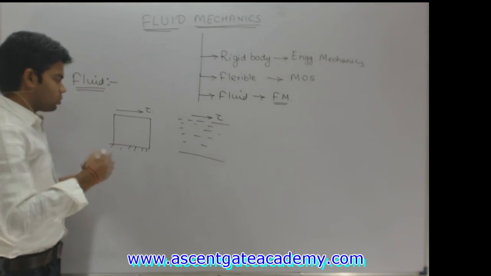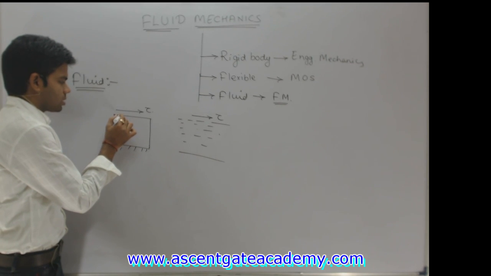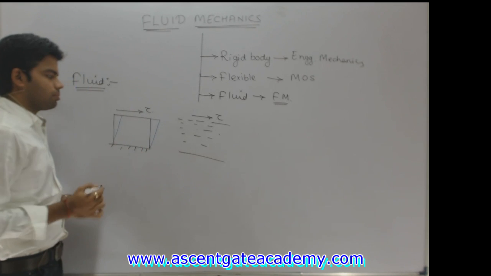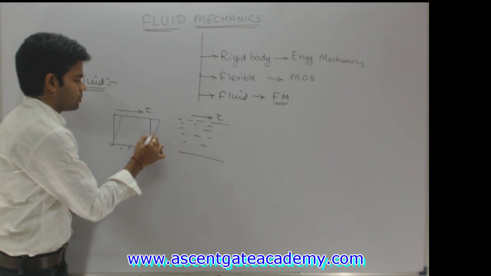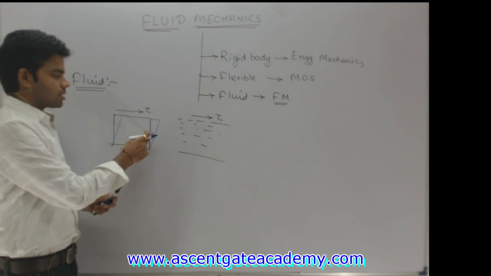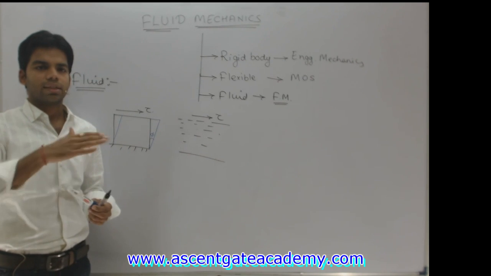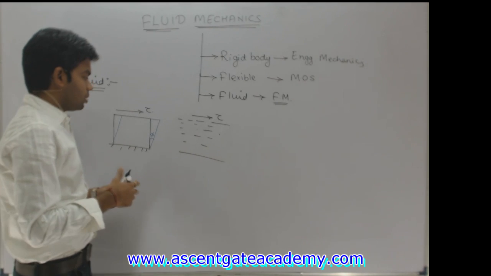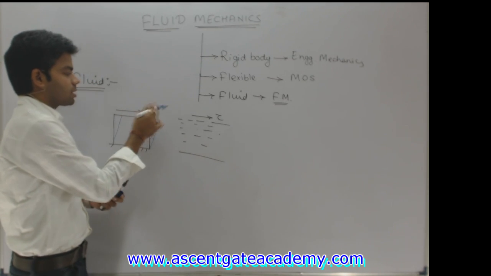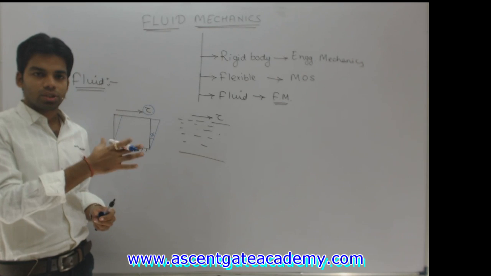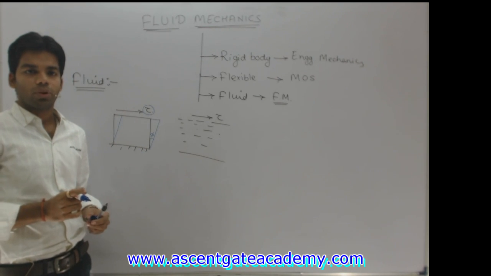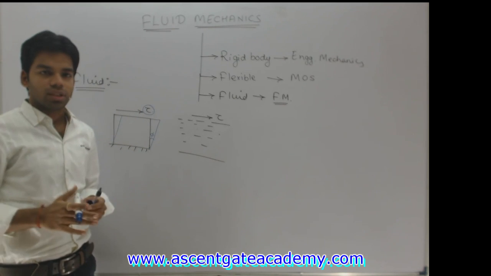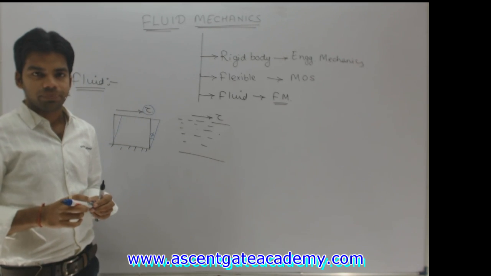In solid, as we know, when we apply shear stress, this solid body will get distorted or deformed, suppose by an amount phi, and this phi is nothing but shear strain. We have already seen this in the subject of mechanics of solids. Once this shear stress tau is removed from the solid body, this body either fully or partly regains its original shape. This is the property of solid.